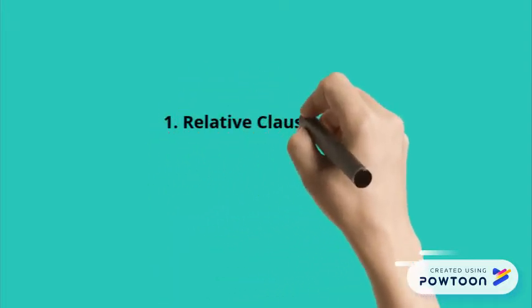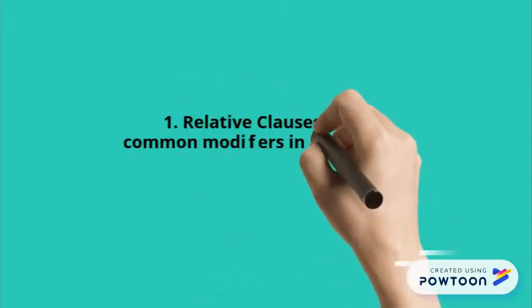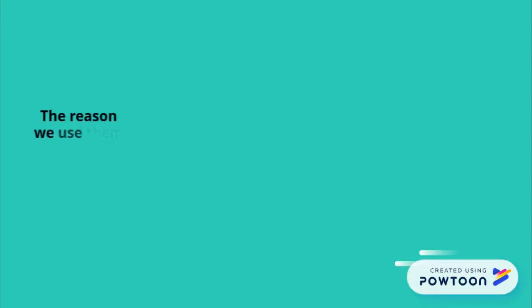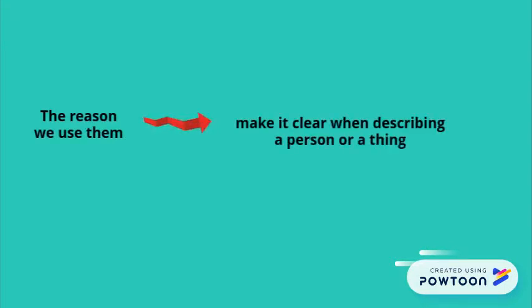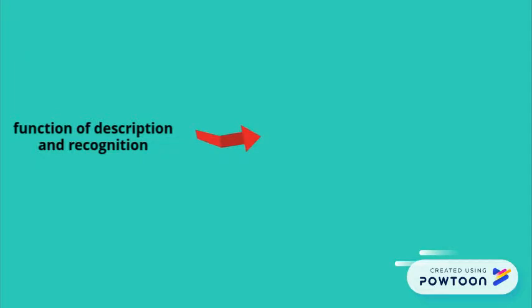Relative clauses are very common modifiers in English, and the reason we use them is to make it clear when describing a person or a thing. They generally have a function of description and recognition for a person or a thing which can be shown in a sentence.